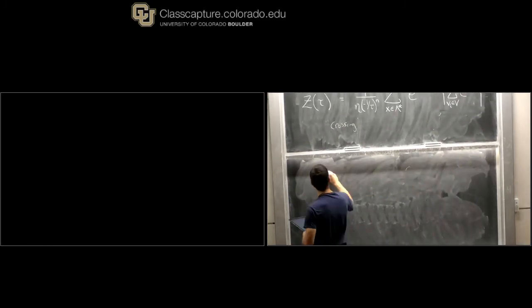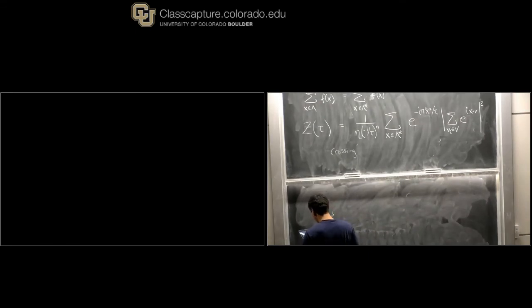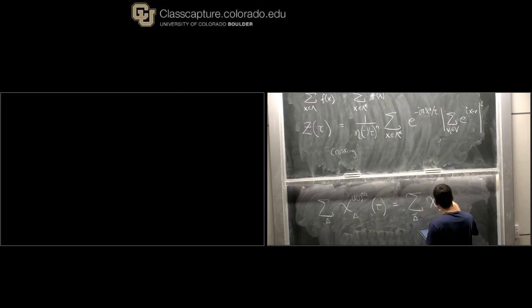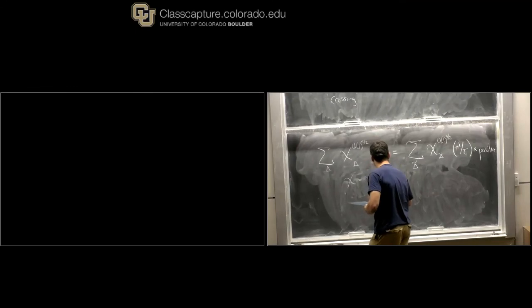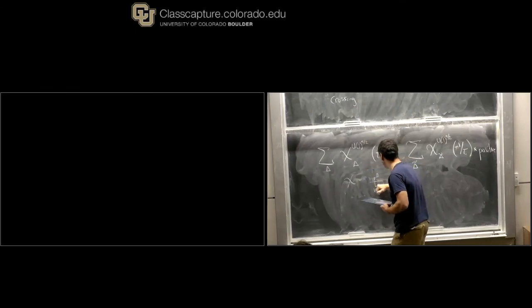So in terms of bootstrap language, what we have here is a formula that looks like the sum over delta of chi delta of U1 to the n over 2 of tau equals the sum over delta tilde of chi delta tilde of U1 to the n over 2 of minus 1 over tau, times positive. Positive being that mod squared there. Remember these chi's were q to the delta over eta to the 2c. In this case, eta to the n.